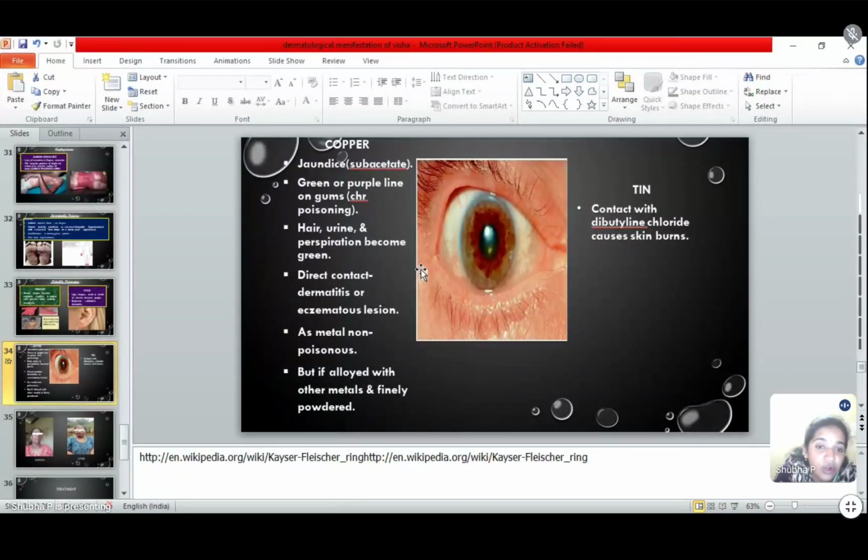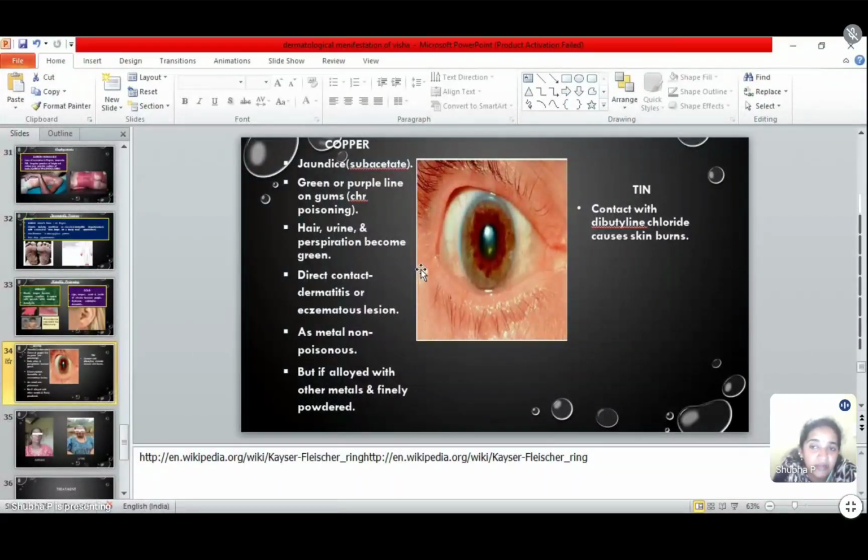Direct contact causes dermatitis or eczematous lesions. As a metal, it's mostly non-poisonous, other than leaching; you don't find toxicity otherwise. Again, you might have heard of incidences where copper vessels were used for cooking and led to food poisoning. That is a common scenario, and it also happens because of leaching of copper. Now, if it's an alloy with other metals and is finely powdered, that might lead to toxicity.